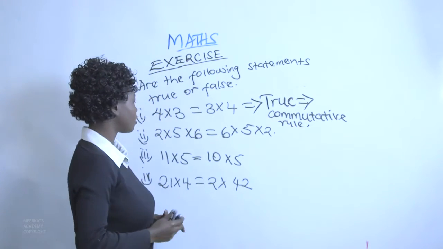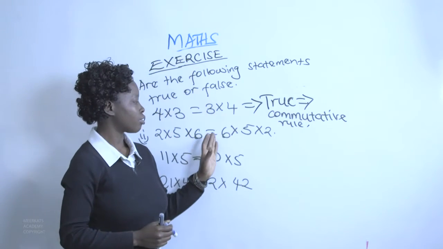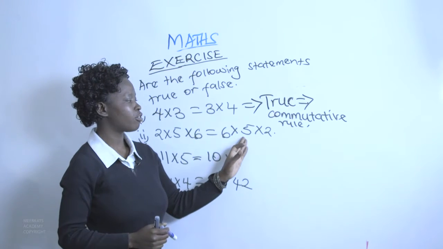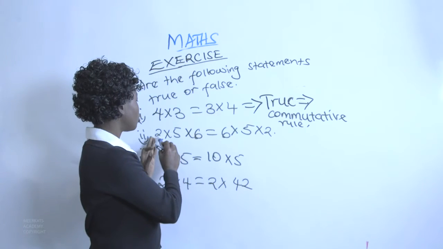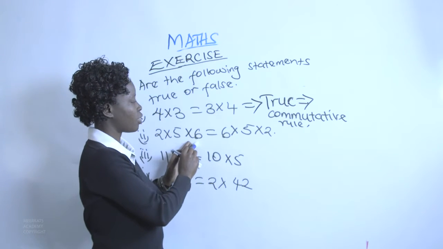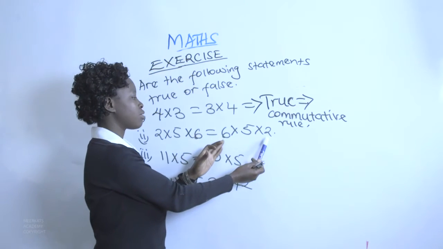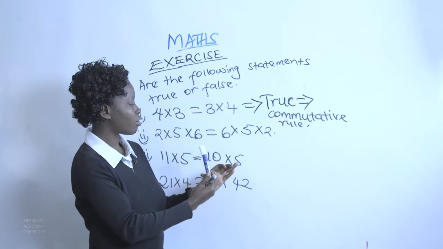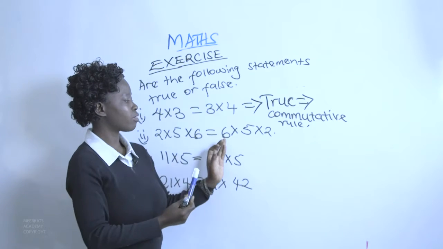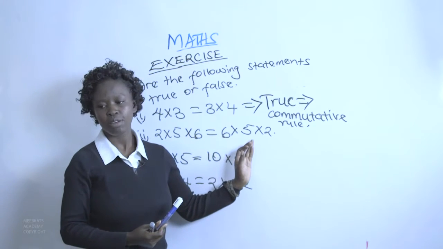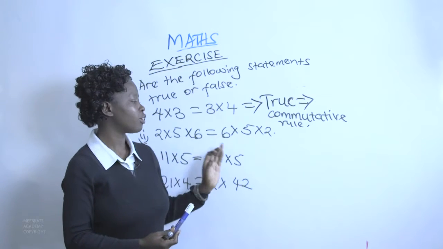Then the second statement that we are having is 2 times 5 times 6 is equal to 6 times 5 times 2. So we find that in this statement, we are having 2 times 5 times 6. Then on the other side of the equation, we have 6 times 5 times 2. In the first case, they are starting with 2 times 5. In the second case, they are starting with 6 times 5. So the pair they have started with doesn't matter. The answer will definitely be the same.